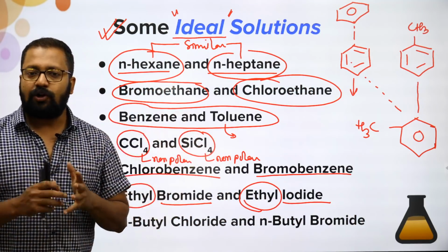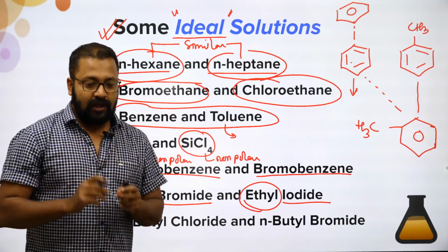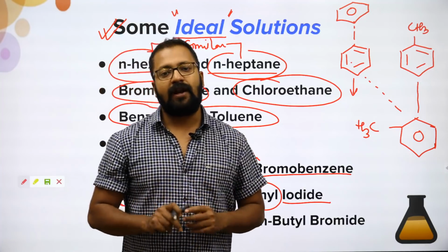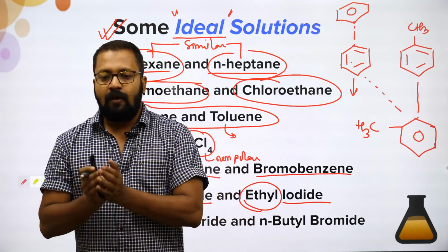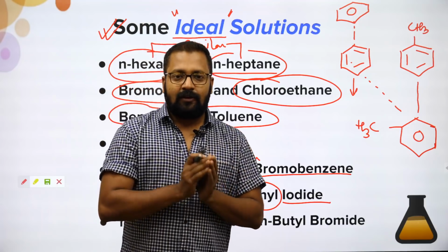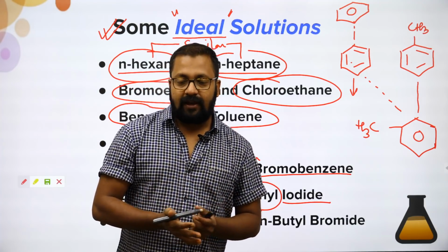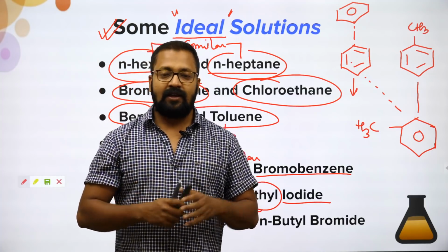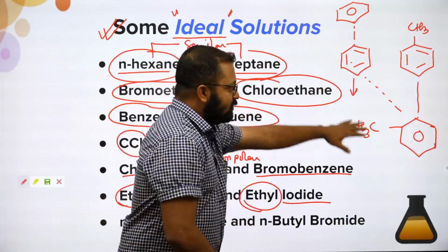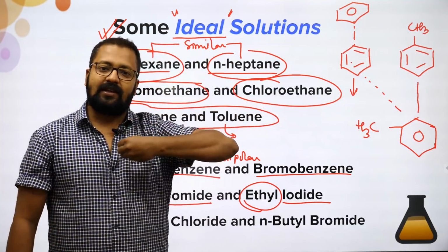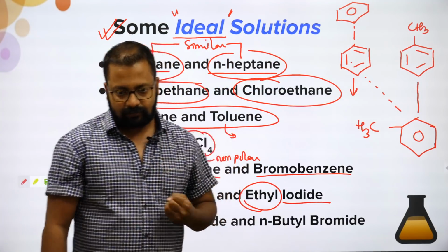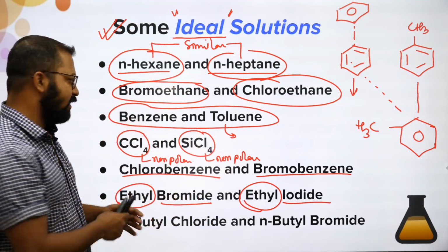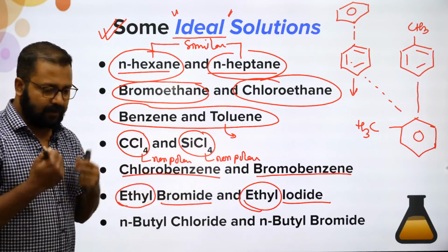Later in the series, we will talk about non-ideal solutions. When we take, let's say, HNO3 in water or ethyl alcohol in water, they form non-ideal solutions. And how would we identify the meaning of non-ideal? Non-ideal is very easy to identify. Thinking that ideal means exactly ideal, and all these things are true, no, there is the least amount of deviation.